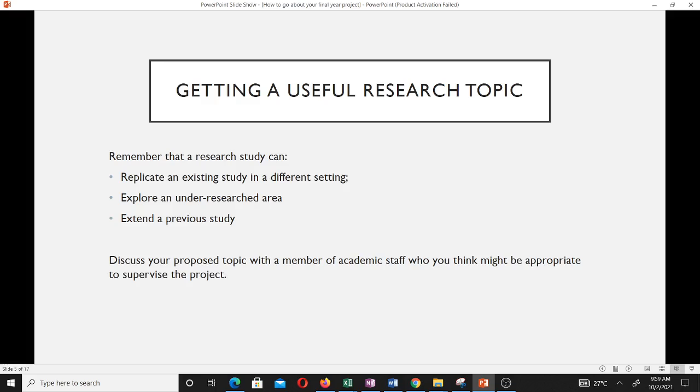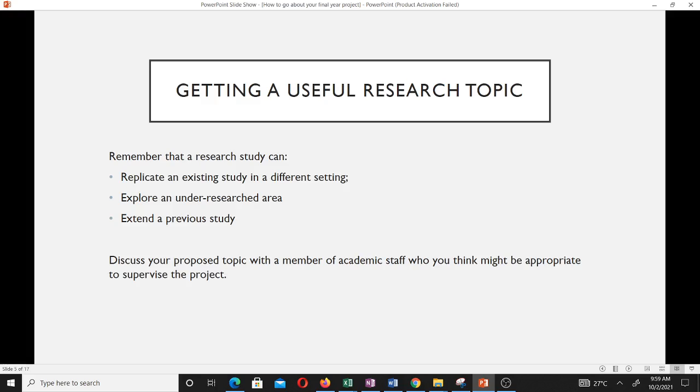And a research study can also extend a previous study. So you chanced on a work done by someone, and the person couldn't do something to it. So you can extend that person's study and it becomes yours. So all this will give you an idea on how to generate a project topic.